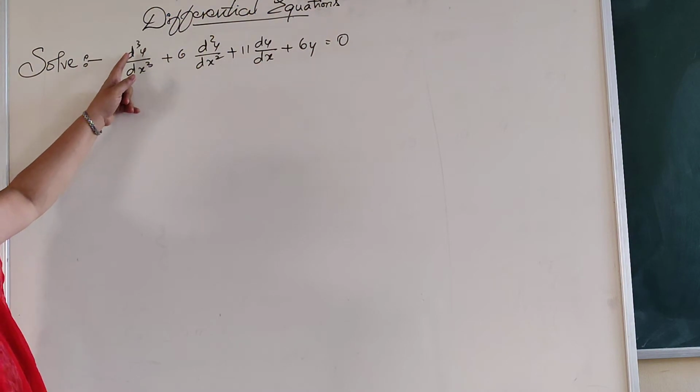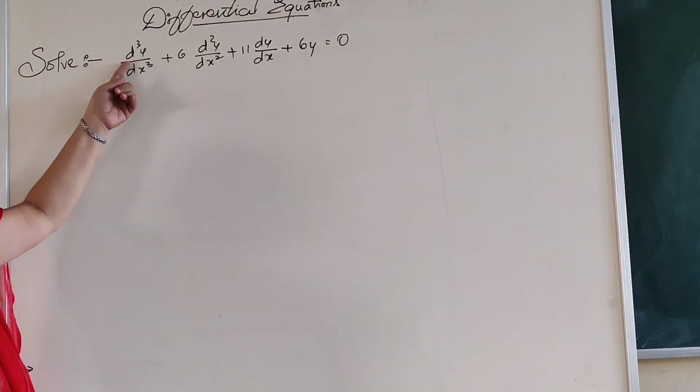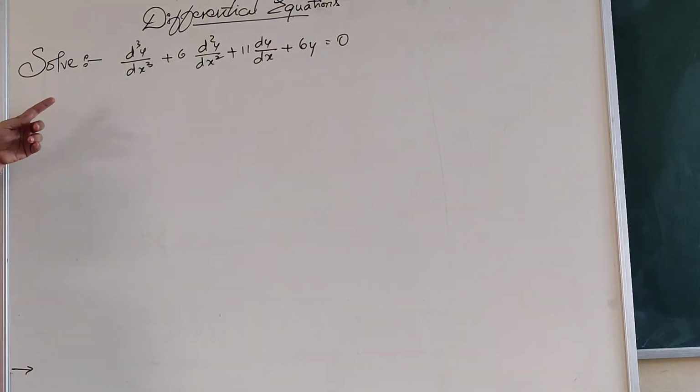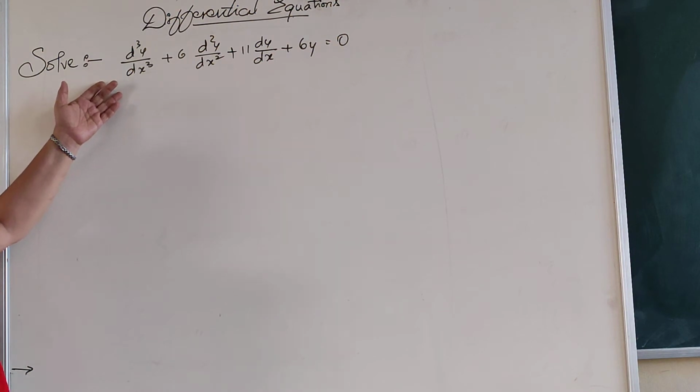You can see the order of this particular equation is 3, and it is linear. Why linear? Because the degree of this particular equation is 1. Hence it's a linear homogeneous differential equation of higher order derivatives. Anyways, let us see how we solve such an equation. This is of order 3.